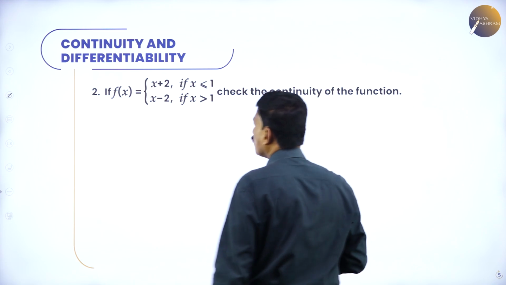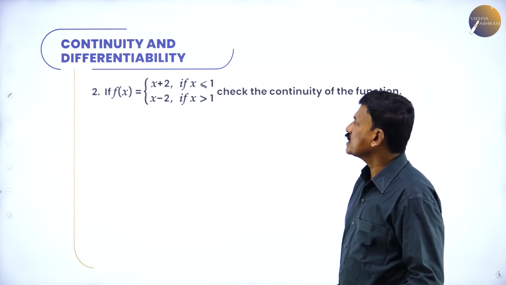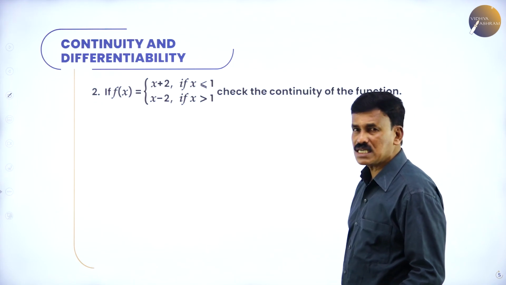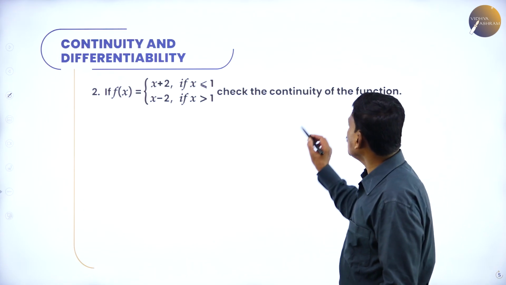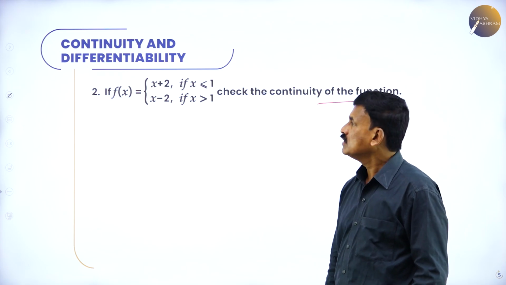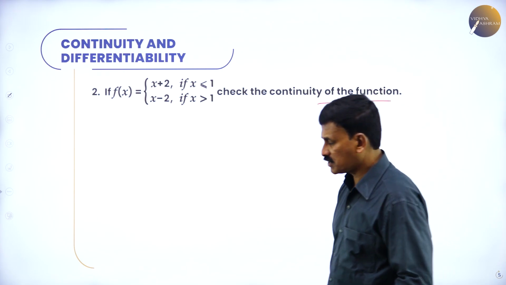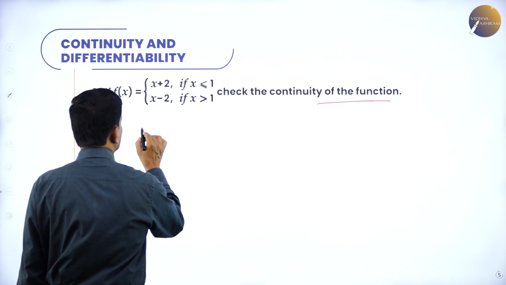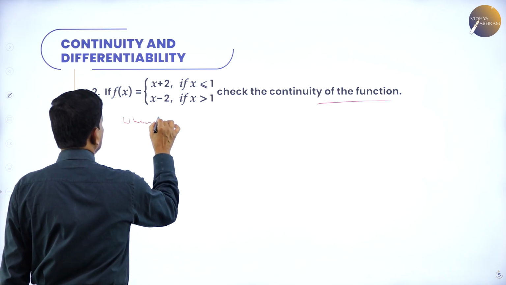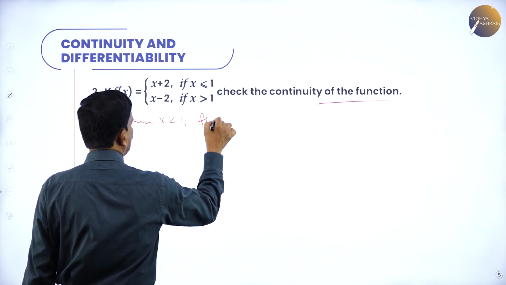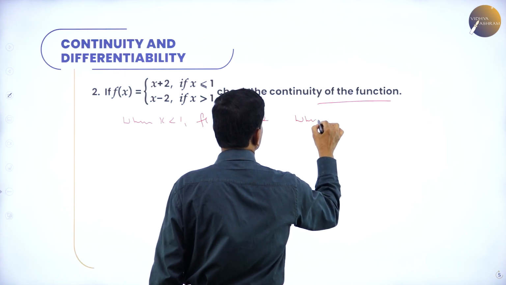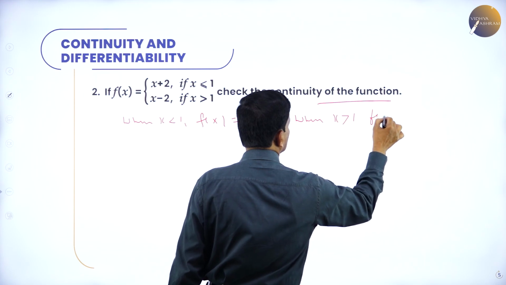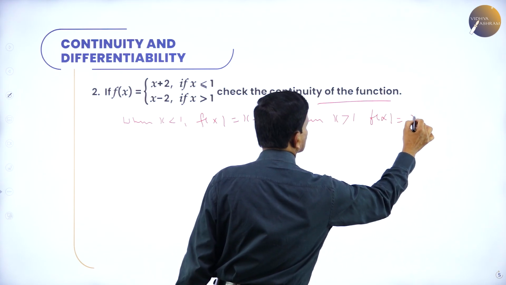A similar type problem. If f of x is equal to x plus 2 if x is less than or equal to 1, and x minus 2 if x is greater than 1, check the continuity of the function, whether it is continuous or not. Now, when x is less than 1, f of x is equal to x plus 2. Again, when x is greater than 1, the functional value is equal to x minus 2.